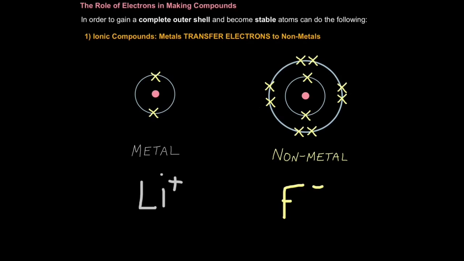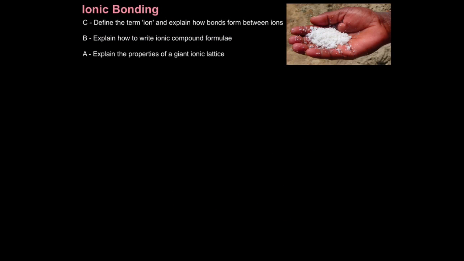Because they have opposite charges, they will attract each other, and that will form the bond. So that is how we define the term ion, a charged atom, and explain how bonds form between ions.